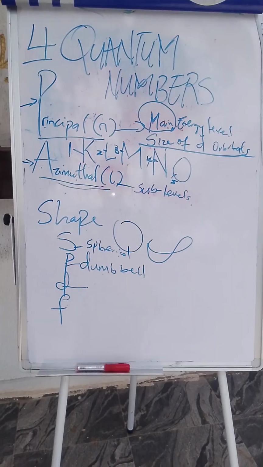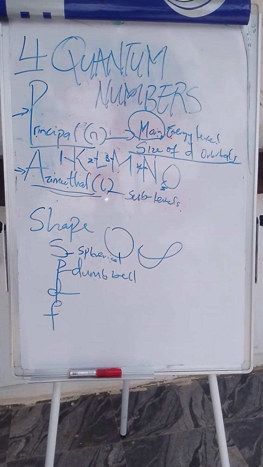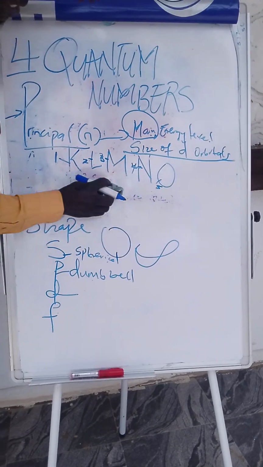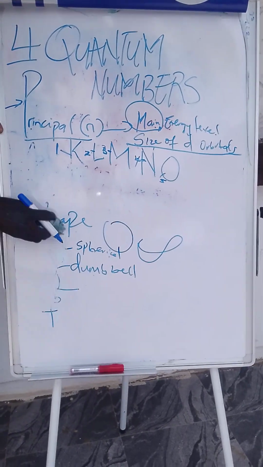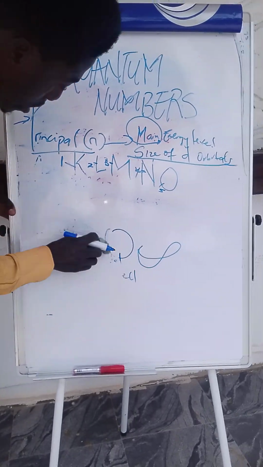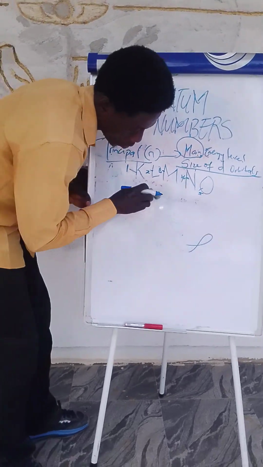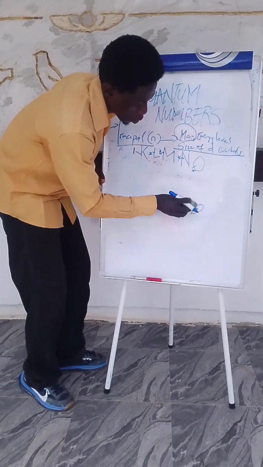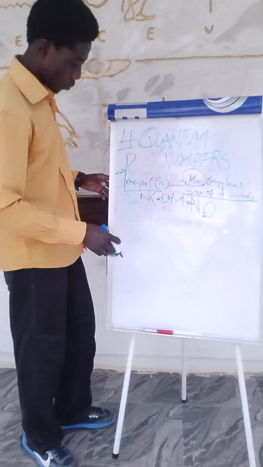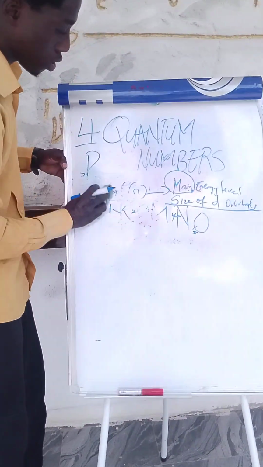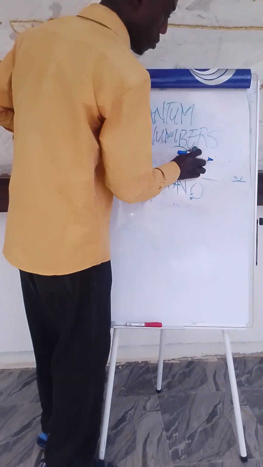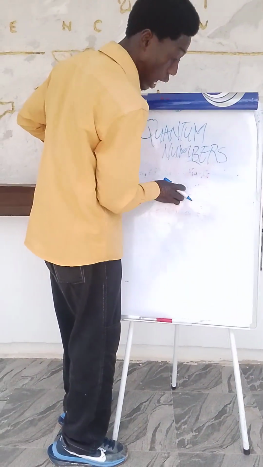So let's clean this board again, then we move to our magnetic. Hope you guys are getting this. Under principal, we're talking about the size of the orbital, which is the K, L, M, N, O shell. Then we discussed azimuthal. And azimuthal is what?